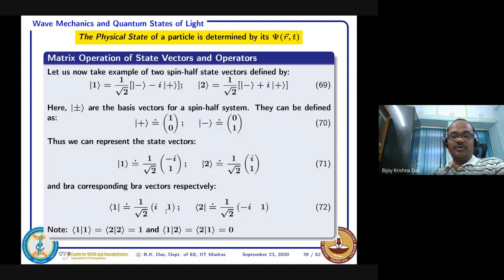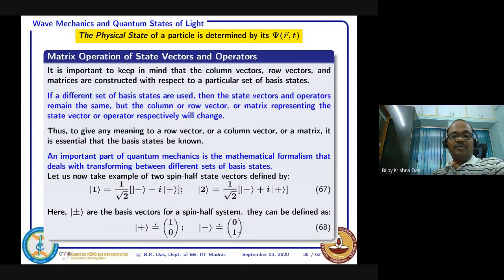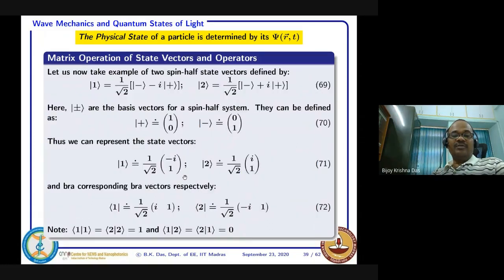If I go back, you see this normal psi vector is a column vector. Whenever you write chi as a bra, you have to take the complex conjugate. So there we write -i here, and 1 here, since 1 is a real number. Similarly, bra 2 will be -1, 1, in that way.